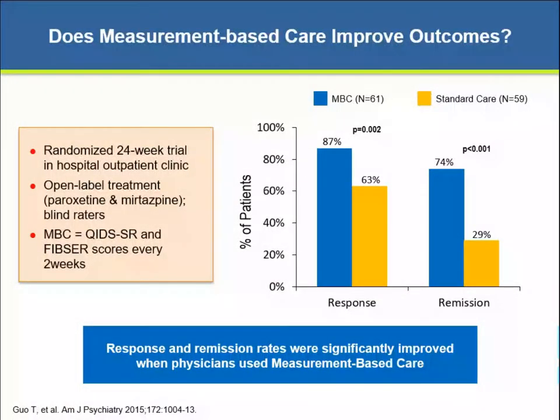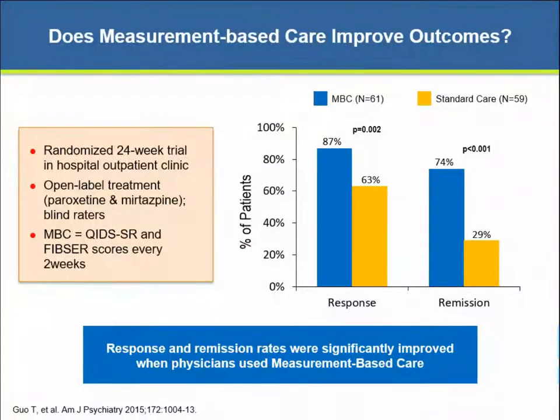What this study showed was that even simple measurement-based care improved response and remission rates in people with depression. So when it came to clinical response, which was defined as more than 50% improvement in the Hamilton Depression Rating Scale, 87% of the measurement-based care group achieved clinical response, compared to 63% of the patients in usual care.